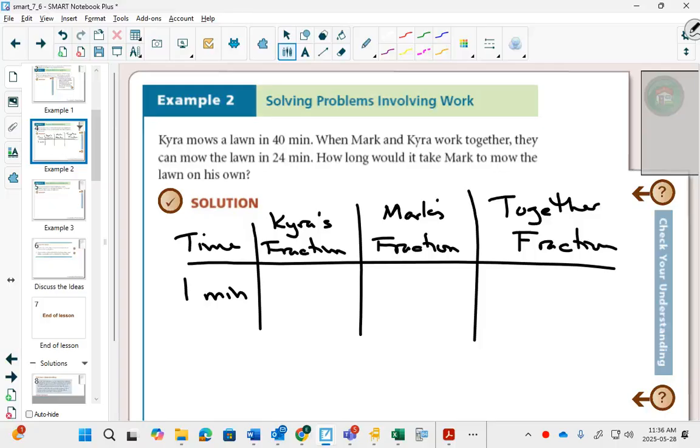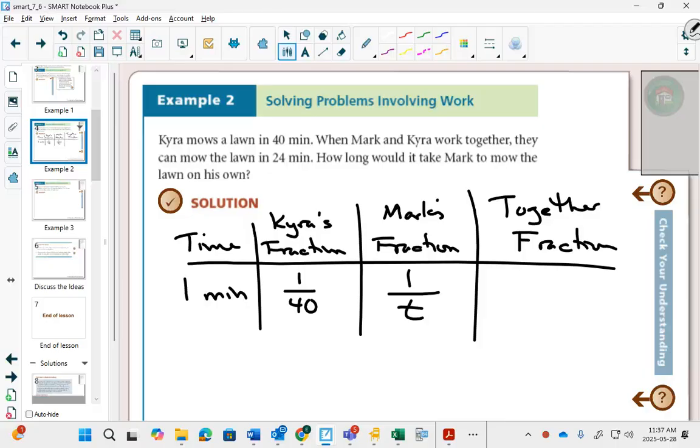So if Kira mows the lawn in 40 minutes, does it make sense that she would get 1/40th done in 1 minute? We don't know Mark, so his time is t. He will get 1/t. Teeth? Is that how you add a th to t? You get teeth? Oh my goodness. Crazy. I don't know if there's any letter that you can add th to that makes it nice. I'm going to stick with teeth.